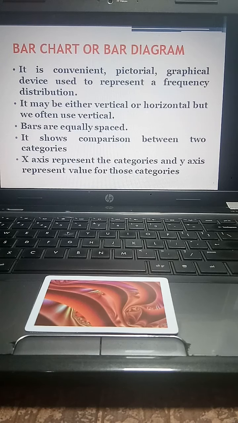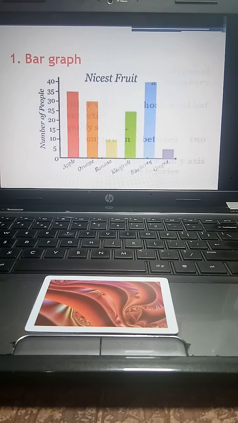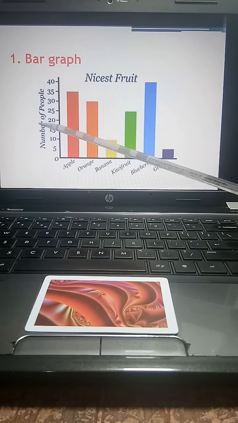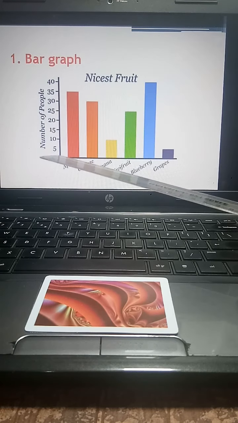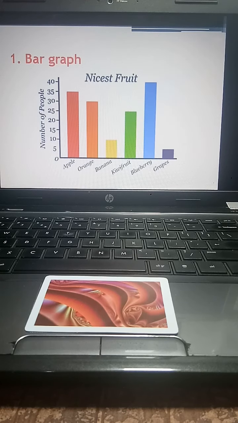In this case, the x-axis represents the categories and the y-axis represents the value of those categories. Like you can see in the picture, the x-axis shows the various categories. Like here I am taking which fruit is the most nice fruit, like apple, orange, banana, kiwi fruit, and on this side it shows the frequency. How many people like apple, how many people like orange, how many people like banana, and so on. So it shows the comparison between how many people prefer to eat blueberries or the grapes or the apples. So it shows the comparison.